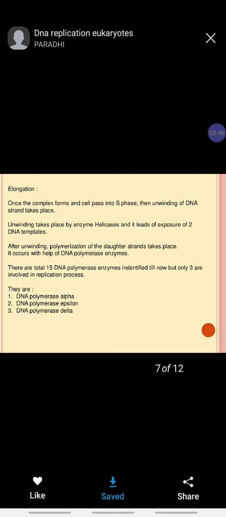So DNA polymerase is the most important enzyme in DNA replication, which is involved in the elongation or copying of the DNA. In eukaryotes there are 15 various types of DNA polymerases, but three are much more important in DNA replication in eukaryotes. That is DNA polymerase alpha, DNA polymerase epsilon, and DNA polymerase delta.